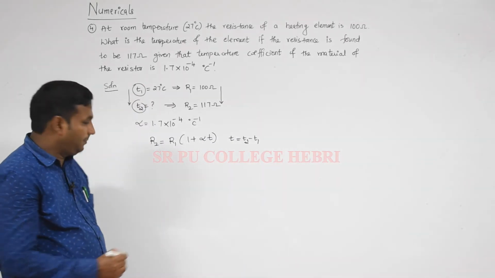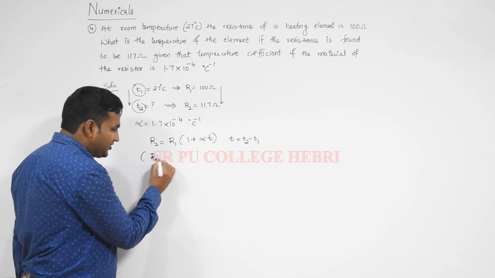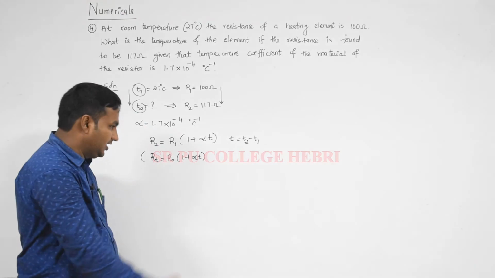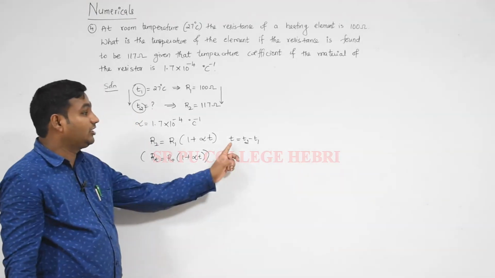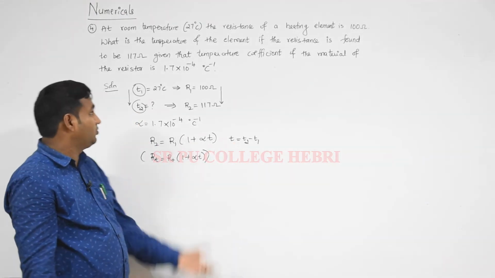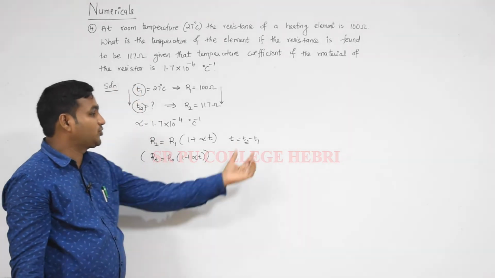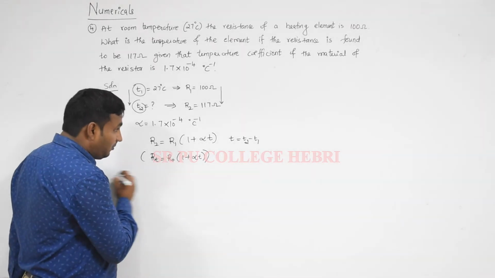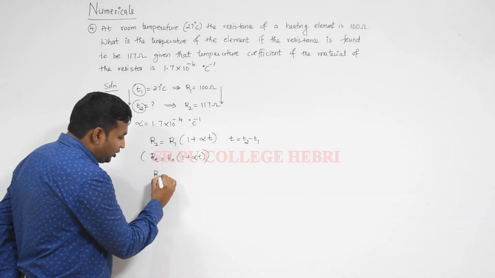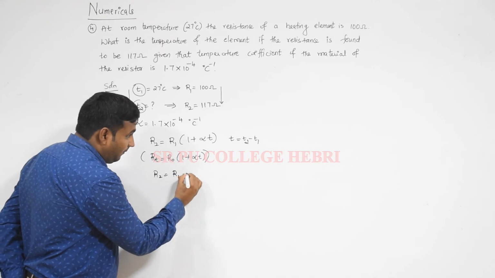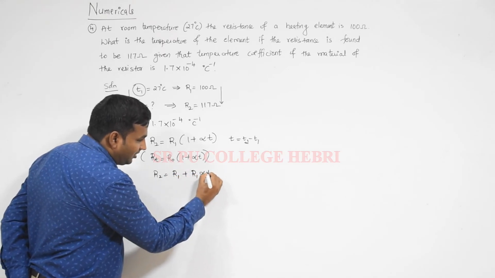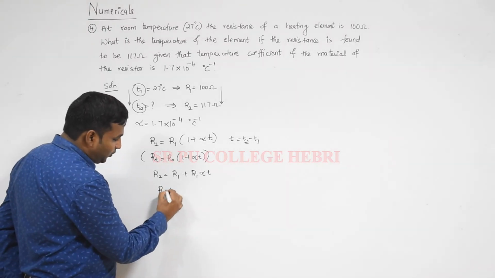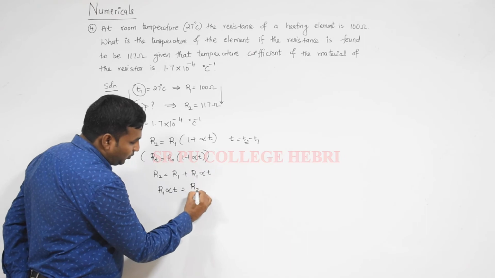By considering the formula RT is equal to R naught into 1 plus alpha T, which you already learned, remember here T is the rise or increase of temperature. Temperature is increasing from T1 to T2. That's why you have to take T2 minus T1 as the increase of temperature. So this formula becomes R2 is equal to R1 plus R1 into alpha T. I will get the answer for R1 into alpha T as R2 minus R1.